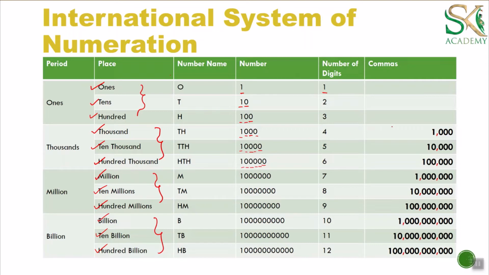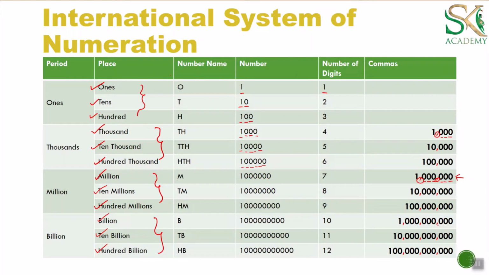Now if you observe where the commas are put, for every three digits we put a comma. The first comma is always put after the first three digits from the right. Again three digits, 1, 2, 3, and this is another comma. So if you understand the international system of numeration, the commas are put after every three digits.